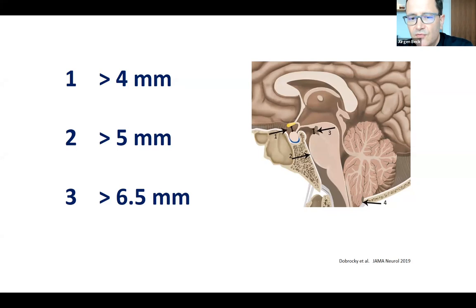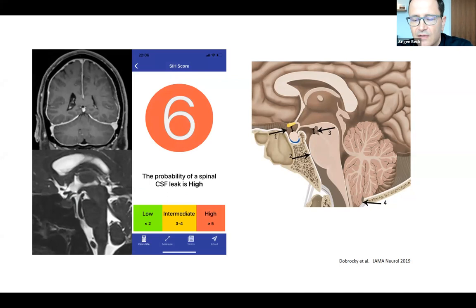Thomas and Eike from Bern really did an excellent job quantifying these signs. And we have 4, 5, 6.5 millimeters. As Horst already mentioned, and you mentioned, Matsu, measuring is difficult. You can also download the app and summarize all these signs. And as Horst mentioned, we're working, and this looks very, very interesting, on an AI algorithm that automatically gives you the score and the likelihood of having SIH.